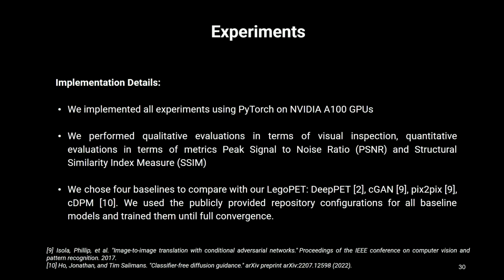We implement all our experiments in PyTorch on an NVIDIA A100 GPU, and we perform qualitative evaluation in terms of visual inspection, and quantitative evaluation using PSNR and SSIM. We choose 4 baselines to compare with our LogoPET. DuPET, which we have introduced before, is a simple CNN autoencoder, and CGAN is a standard conditional GAN, and Pix2Pix is a conditional least squares GAN, and CDPM is a standard sinogram conditional diffusion model. We use the public configuration for all baseline models and train them until full convergence.